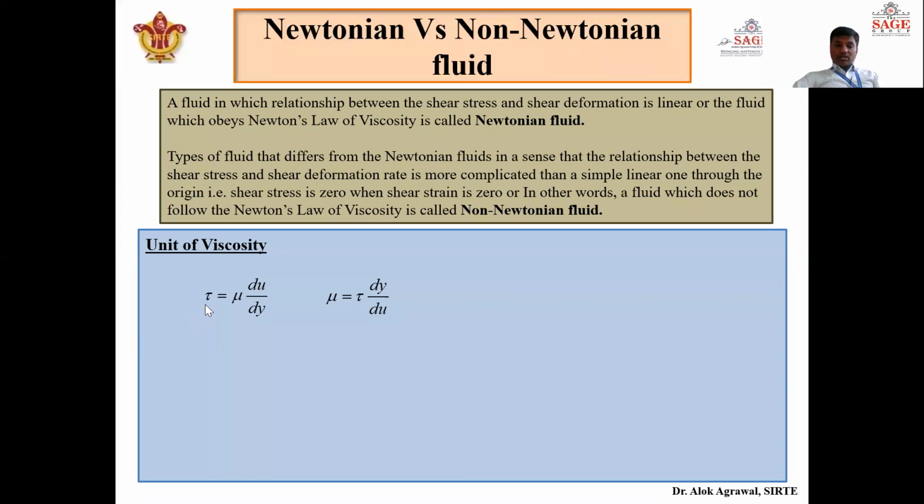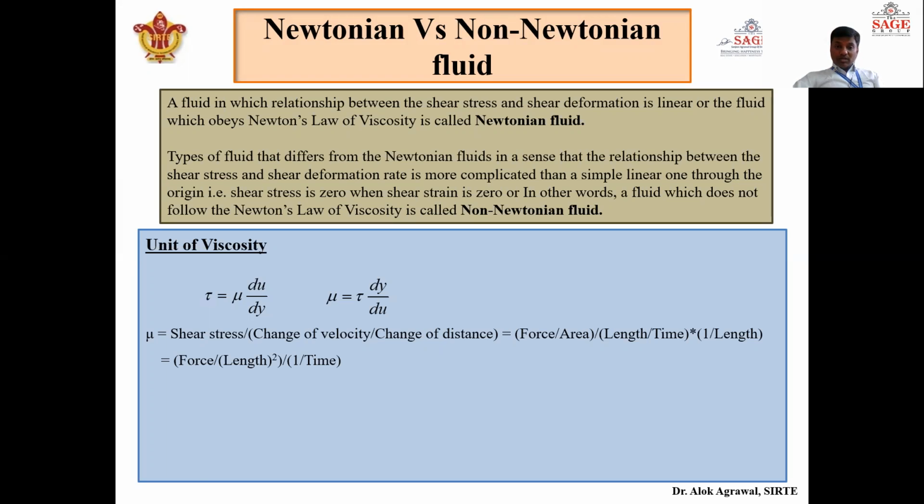We have seen that tau is equal to mu du by dy. In order to derive the unit of viscosity, we have to keep this viscosity mu on one side and the rest of the things on the other side. That is mu is equal to tau dy by du. Now this tau is shear stress, which can be written as force upon area. Dy is length, that is the distance between the two layers, which can be denoted by length, and du is the velocity difference between the two layers, that is velocity.